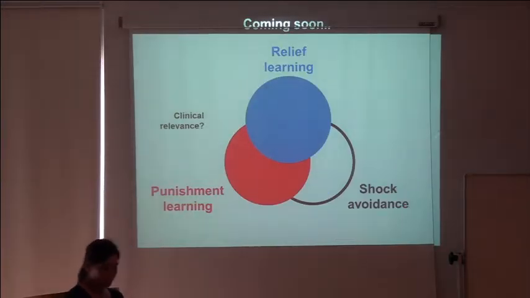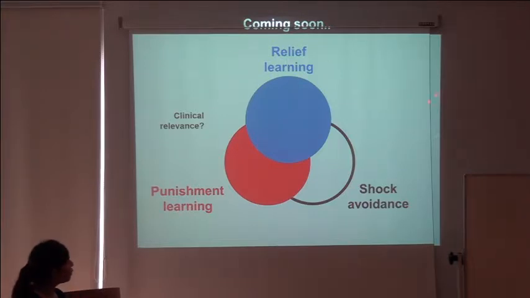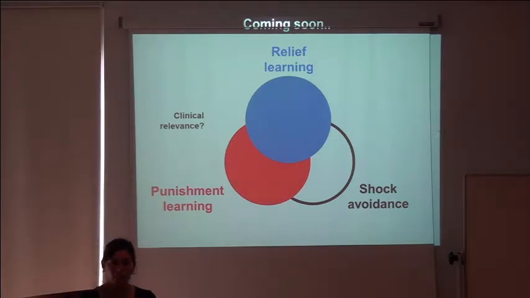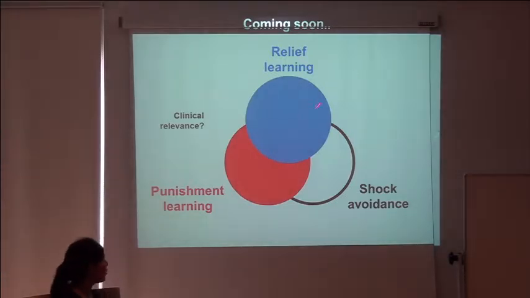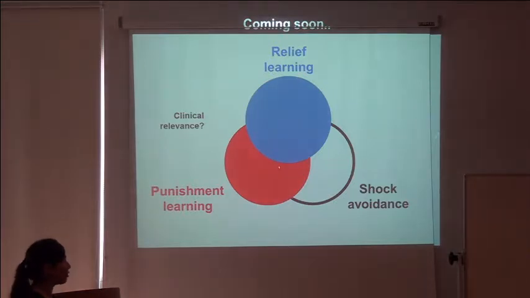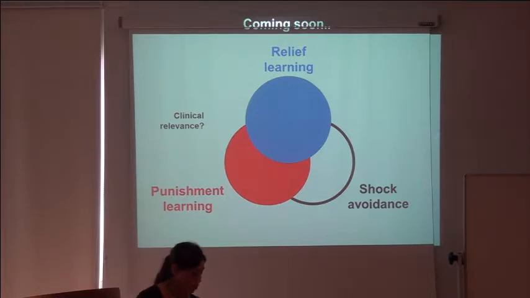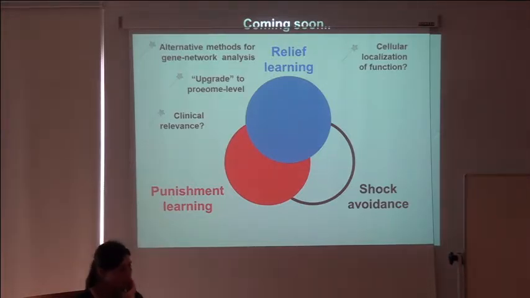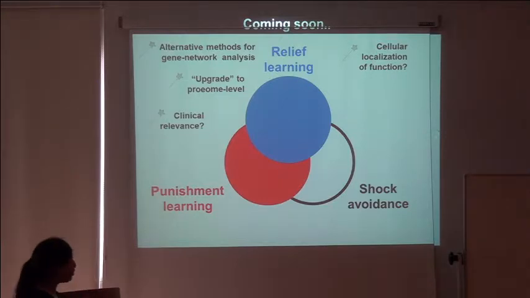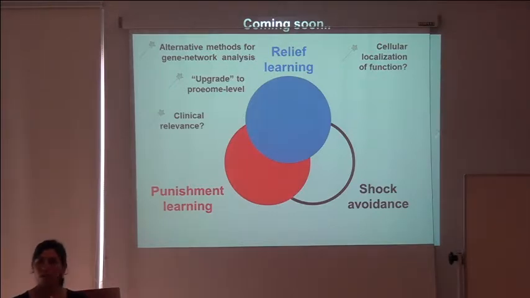All right, now what we're doing nowadays is the same follow-up for relief learning and punishment learning, because those are the ones that we're really interested in. And we're hoping that we get 50% validation success also with those, because that would give us a few relief learning genes, of which we have only 2 at the moment. But if I had a free wish, I would wish for alternative methods for gene network analysis, to see whether this bristle function hypothesis comes up using various methods. My collaborators only use this one method, but there are different ways of doing it.